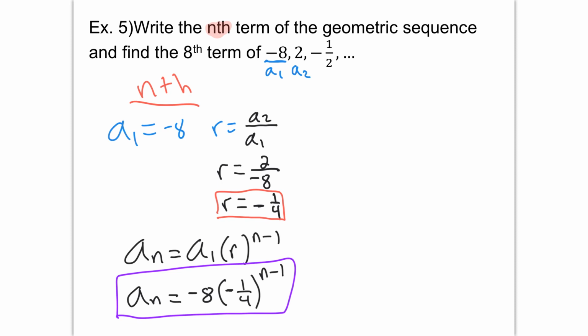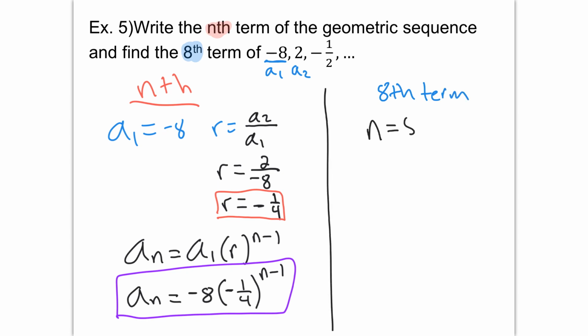So for my 8th term, that's what we want, I need to use the formula. So let me just put here 8th term. N is going to equal 8. That's the term that I'm looking for. I'm going to substitute 8 into the formula.